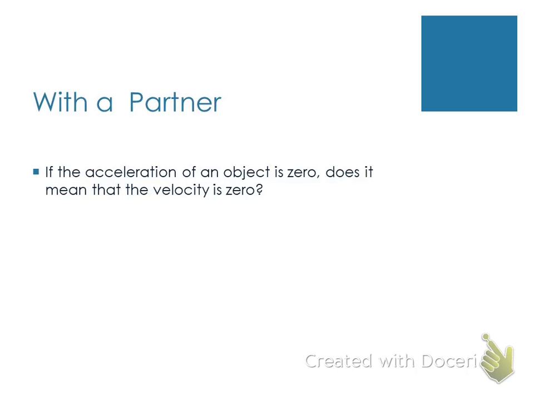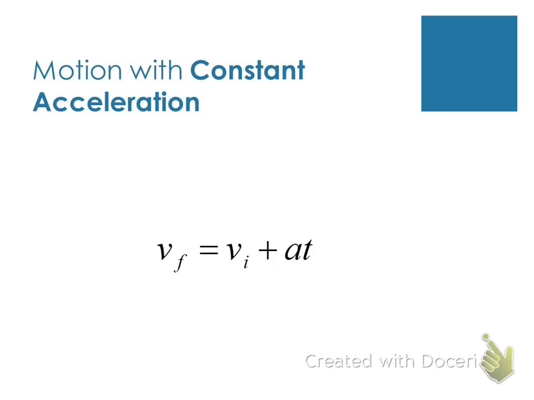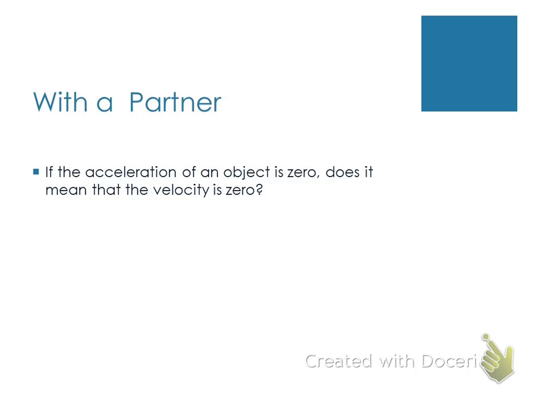If the acceleration of an object is 0, does it mean that the velocity is 0? Oh, just one question actually. I took away the other one. Okay, think about this question with your partner. If the acceleration is 0, does it mean that the velocity is 0? Think about it. Try to give me an example.